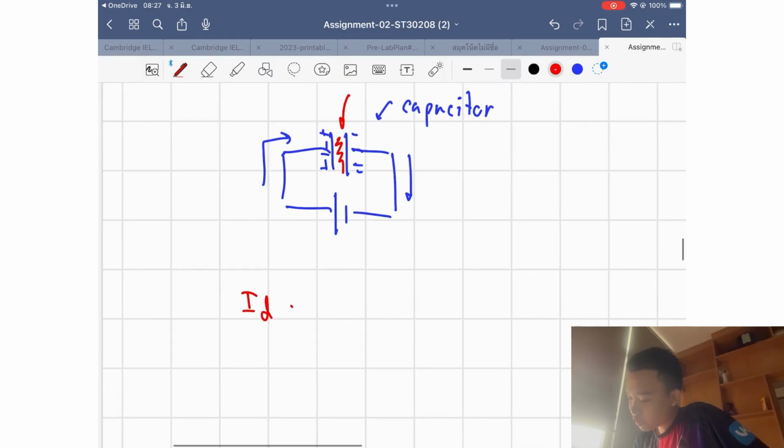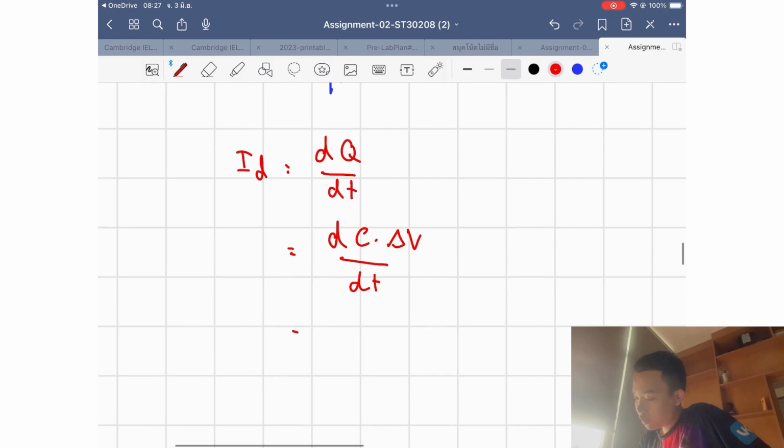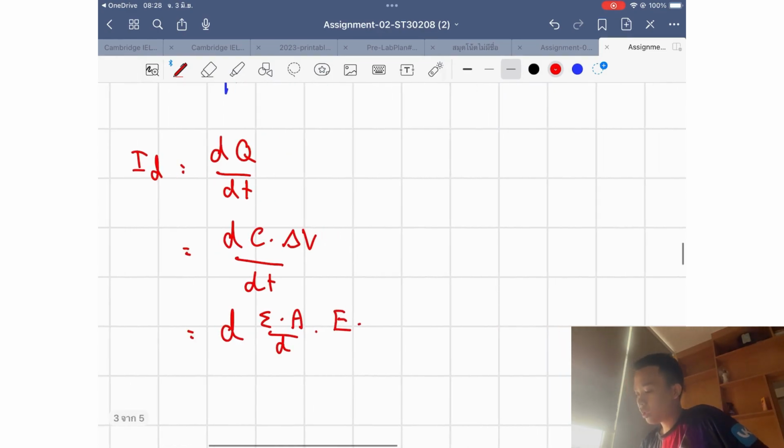By definition, the current is the rate of change of charge with time, and the charge is equal to capacitance times the voltage difference, right? And the capacitance is epsilon times the surface area divided by the distance between the plates, and the voltage difference is the electric field times the distance.